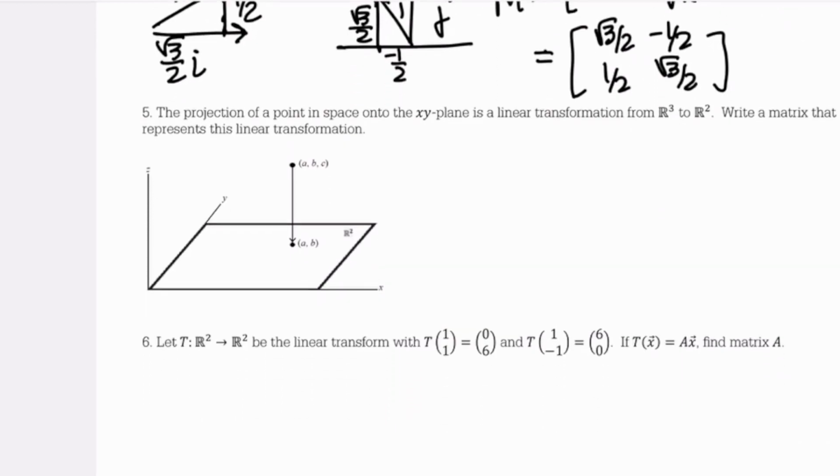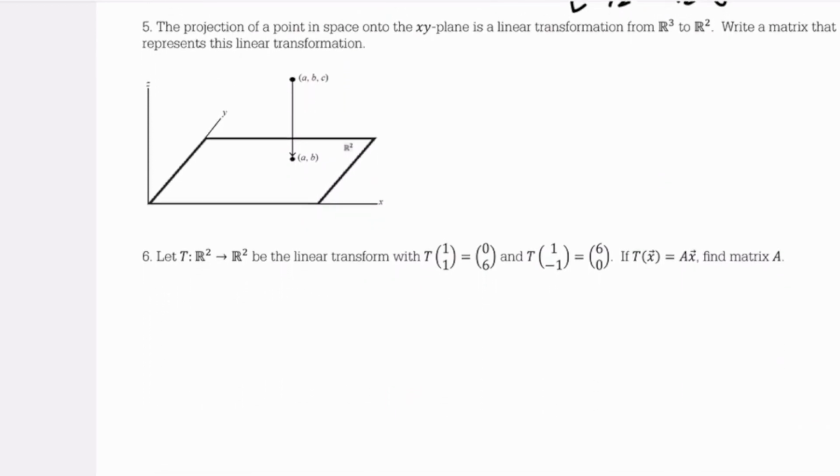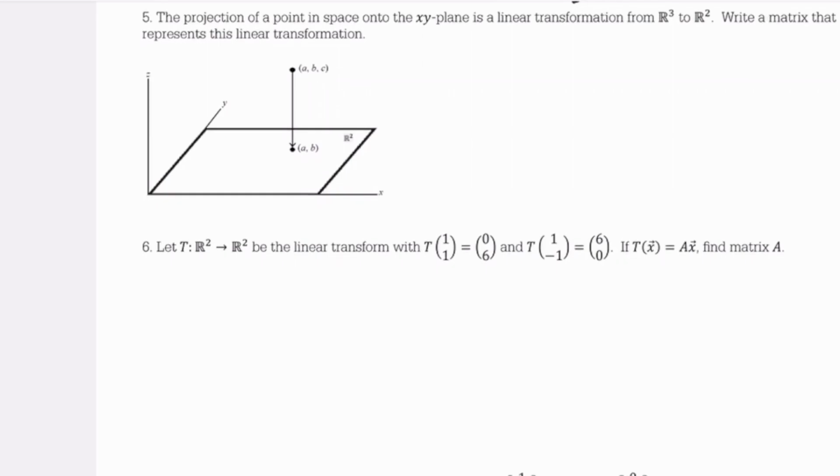All right, number 5. The projection of a point in space onto the xy plane is a linear transformation from R3 to R2. So we've got three basis vectors. Right? We've got i along the x-axis, we've got j along the y-axis, we've got k along the z-axis. Oops, that's not right.